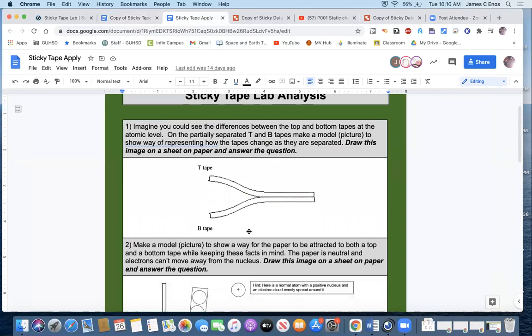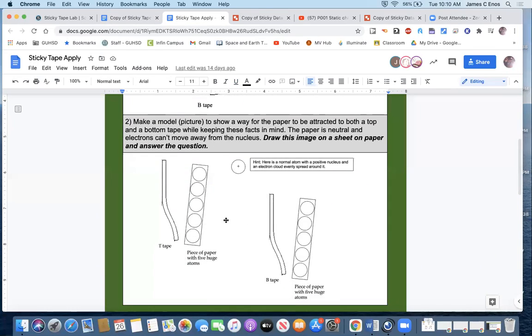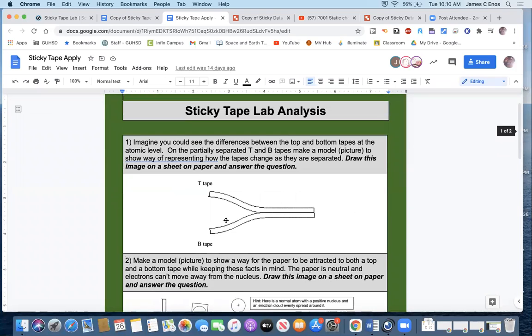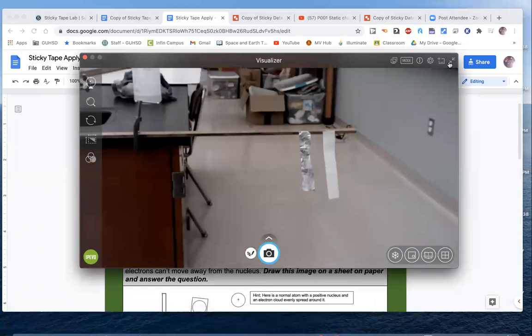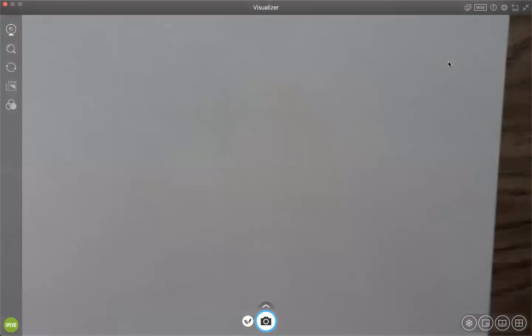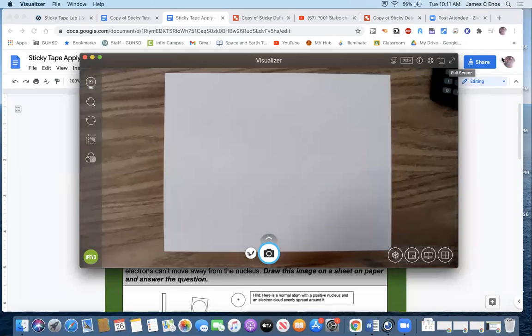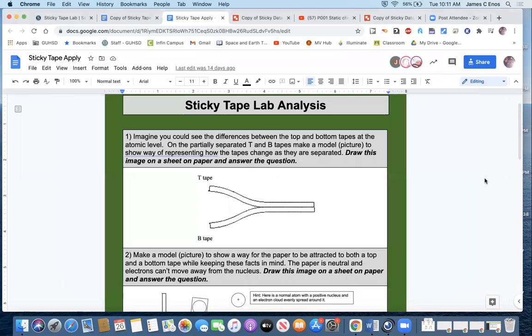So on number one, I have a drawing. Number two, I have a drawing. Number three, I have a drawing. Number one, we're going to draw the drawing. So that's what I'm going to do. On this blank paper, I'm going to draw the drawing I see in number one.